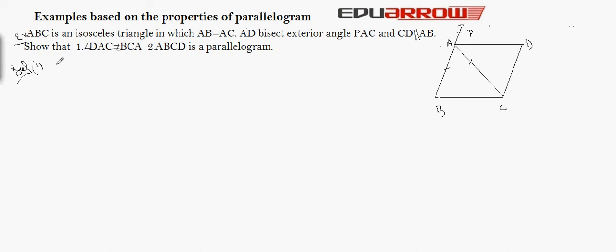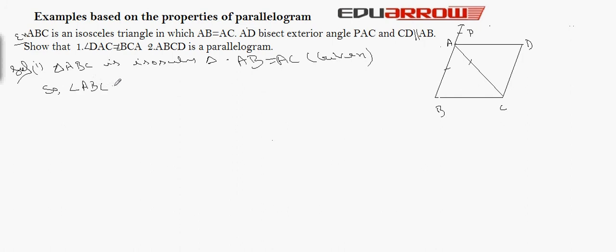Now it is given that ABC is an isosceles triangle. That triangle ABC is isosceles triangle and AB is equal to AC given. So angle ABC is equal to angle ACB as opposite angles to equal side.